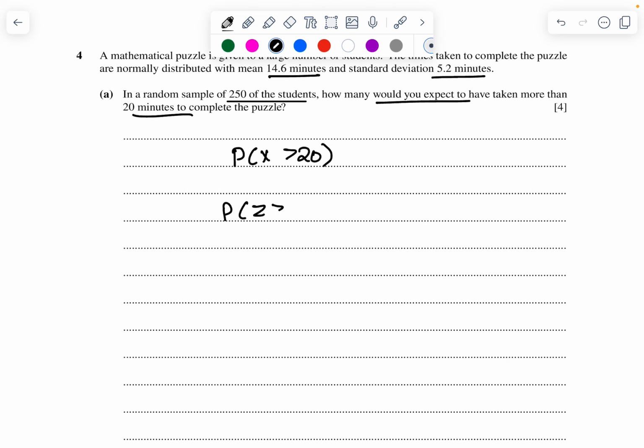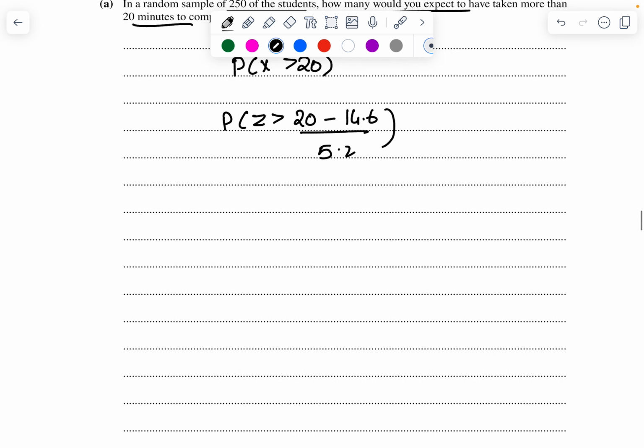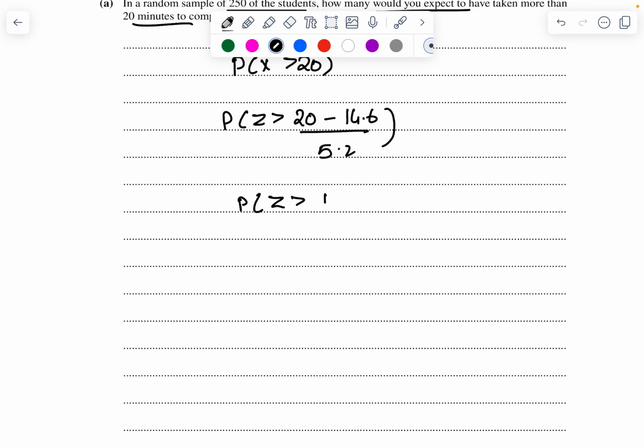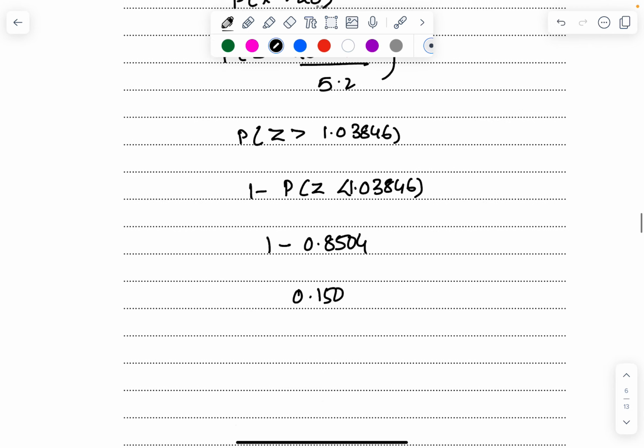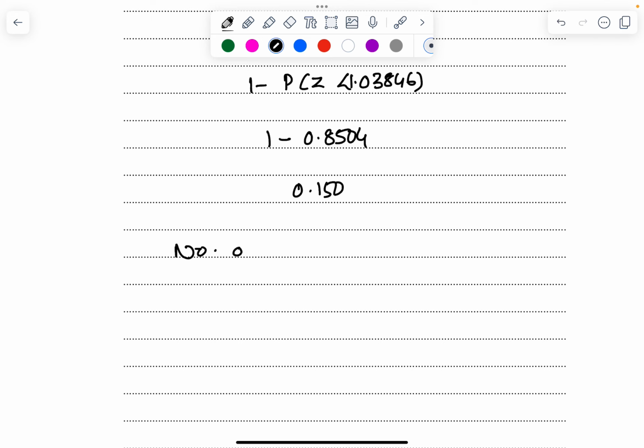So probability of z greater than (20 minus mu, which is 14.6) by 5.2. So this becomes probability of z greater than 1.03846. So 1 minus probability of z less than 1.03846. So 1 minus 0.8504, which is going to be 0.150. But how many students are there? 250 students are there. So the number of students will be equal to 250 times 0.150, which is going to be 37.